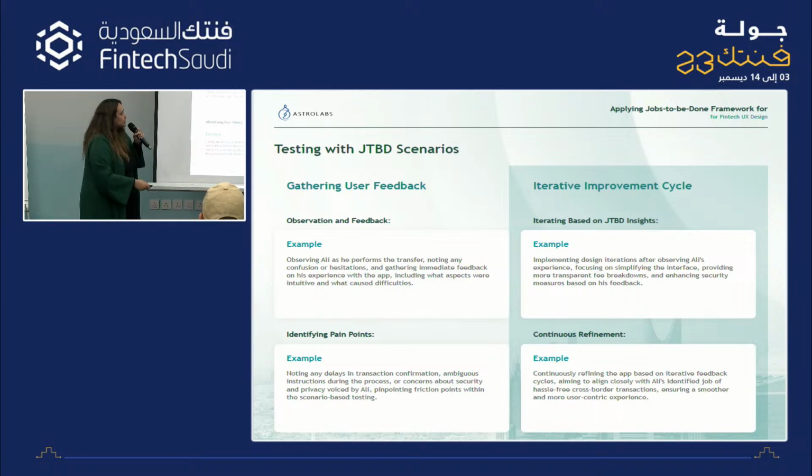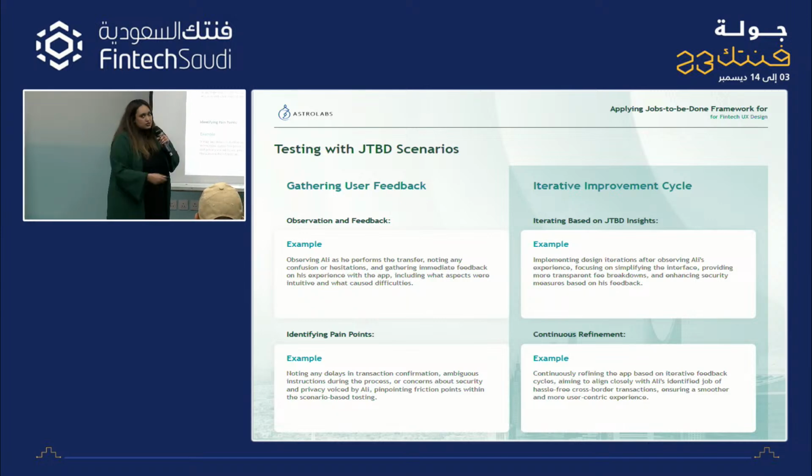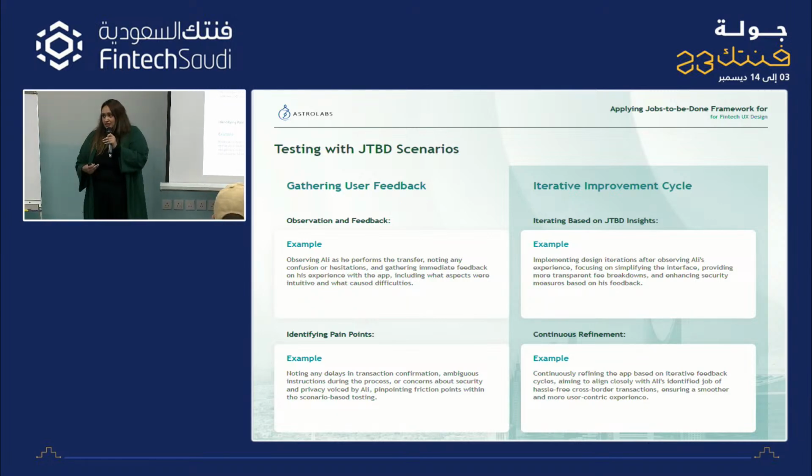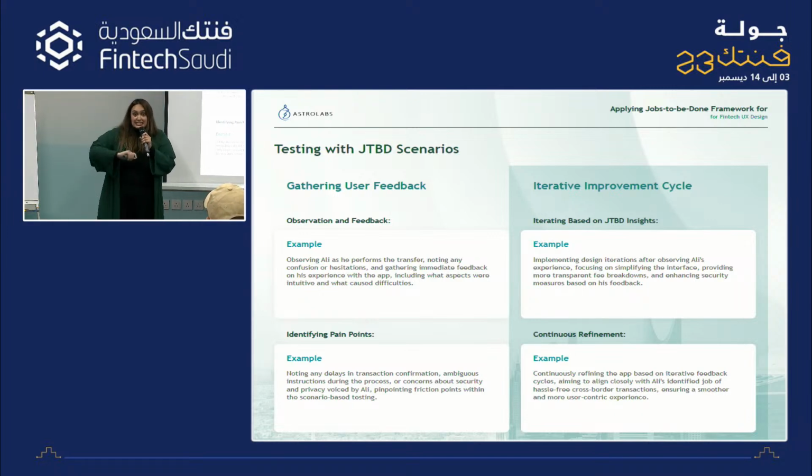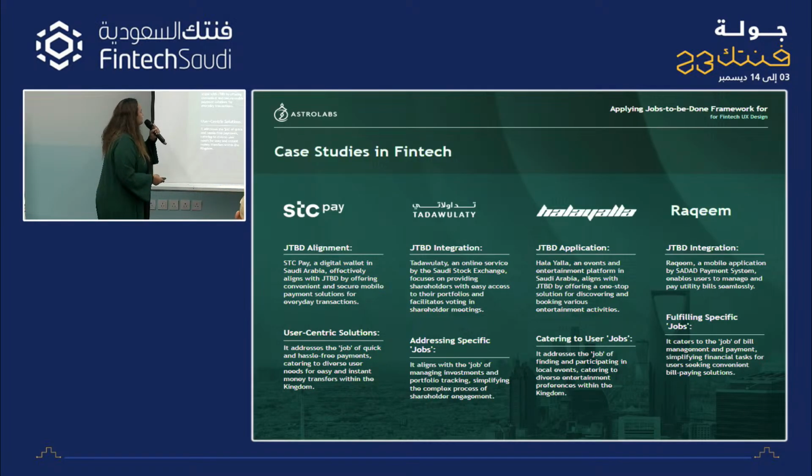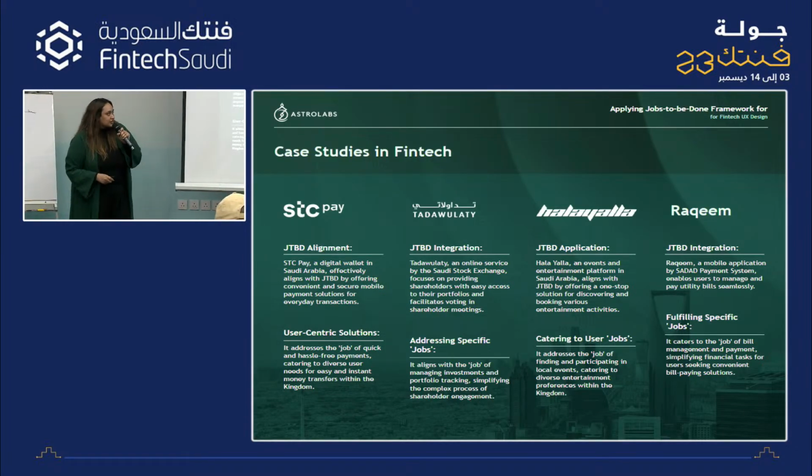Okay, what is testing based on jobs to be done insights? Implementing design iterations. So we watch how people interact, and then we reiterate, redesign, and go back again, and let them try it again. If they can succeed when they did not succeed the first time, that means you have improved your product or your design. So, these are some case studies in fintech.